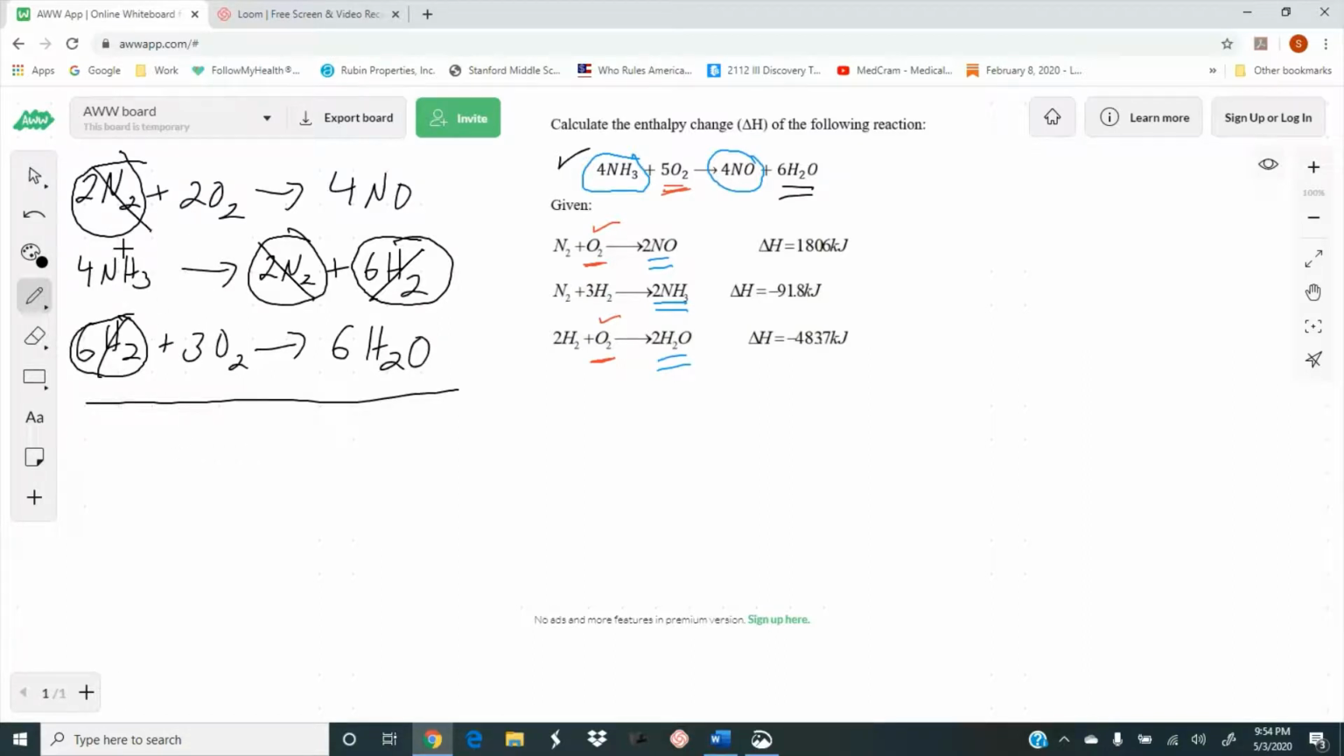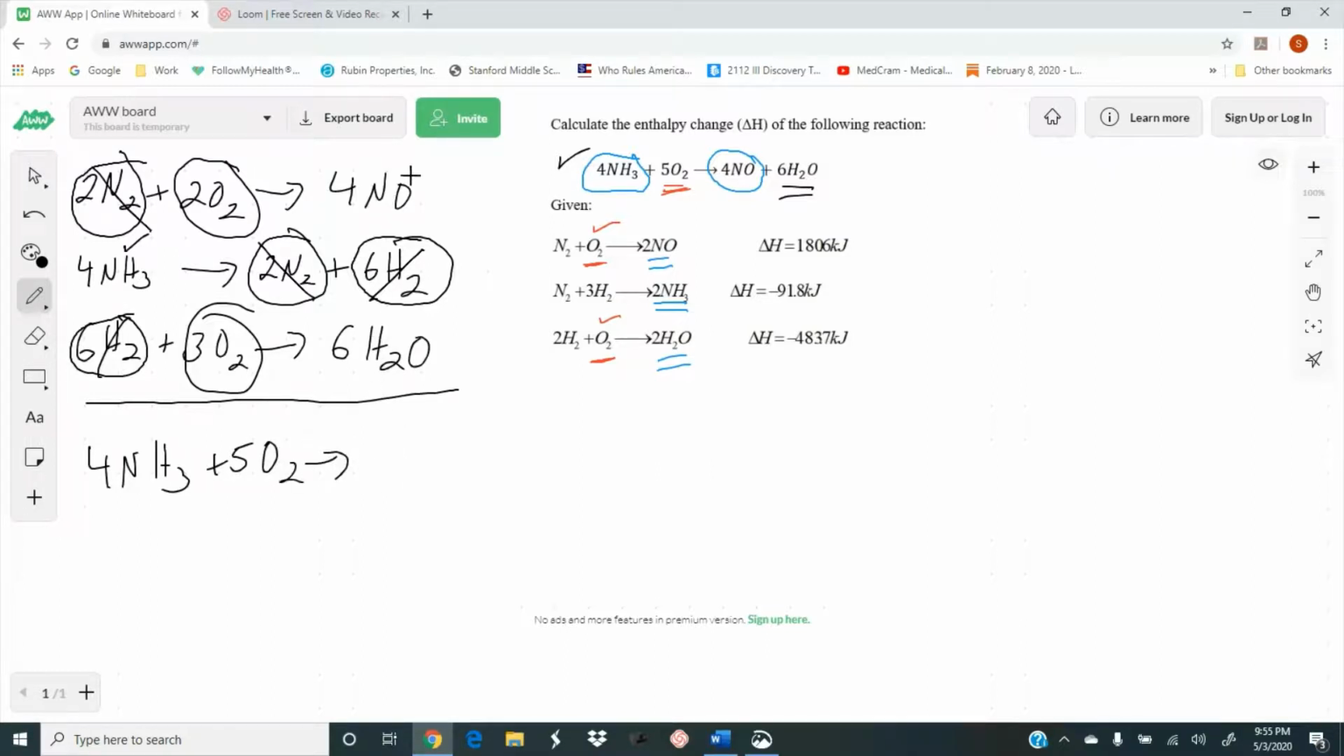And so I have here my 4 NH3s, which is what I wanted. 4 NH3 stays. And here I've got 2 O2s and 3 O2s. So since they're on the same side, I add them together. If they're on opposite sides, they cancel. But since they're on the same side, I add them together. So that's 3 plus 2 is 5 O2s, which is what we wanted.